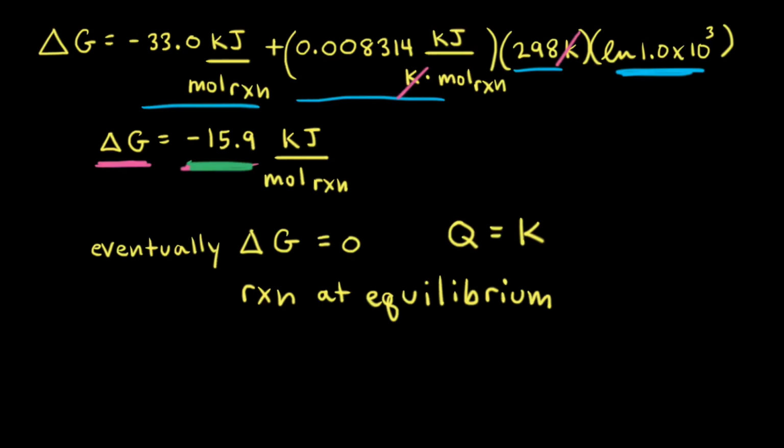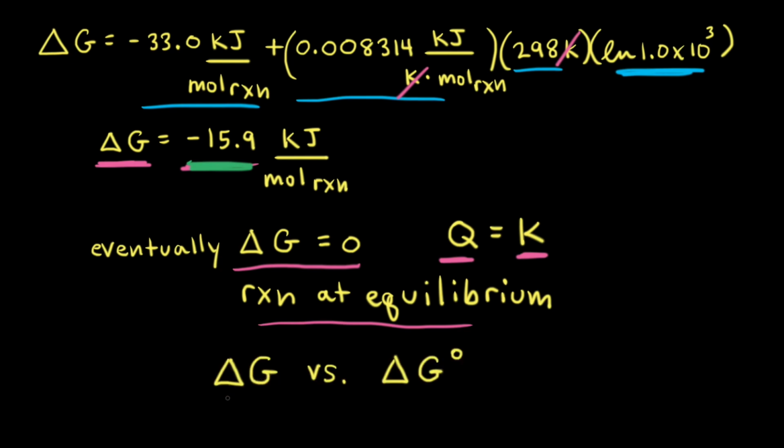So as long as Q is not equal to the equilibrium constant K for this reaction, the reaction is not at equilibrium. But eventually Q will be equal to the equilibrium constant K. And if we were to plug that value into our equation, we would find that delta G is equal to 0, and therefore the reaction is at equilibrium. Let's summarize the difference between the non-standard change in free energy, delta G, and the standard change in free energy, delta G naught.